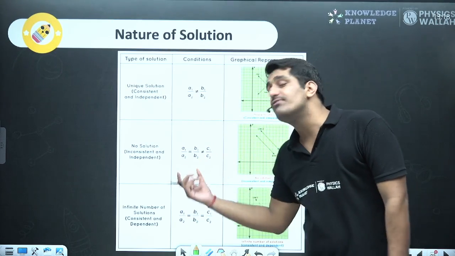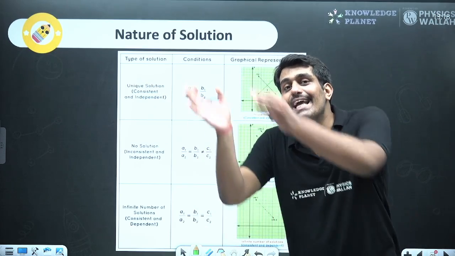Another case is the case where we don't have any solution. No solution was the case where the lines were parallel.